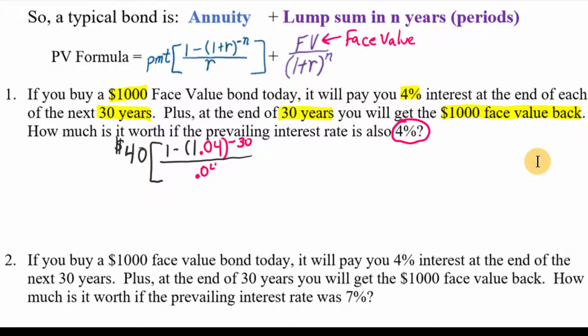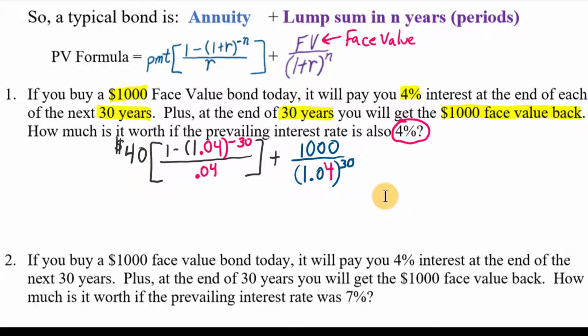Same 0.04. And then plus, we're also going to get that $1,000 back 30 years in the future. So we just want to take the present value of that amount. So the $1,000 we'll get in the future, 1.04 raised to the 30. And again, that is that same 4%. So let me write that in red so we know that's the 4% that we're talking about here.